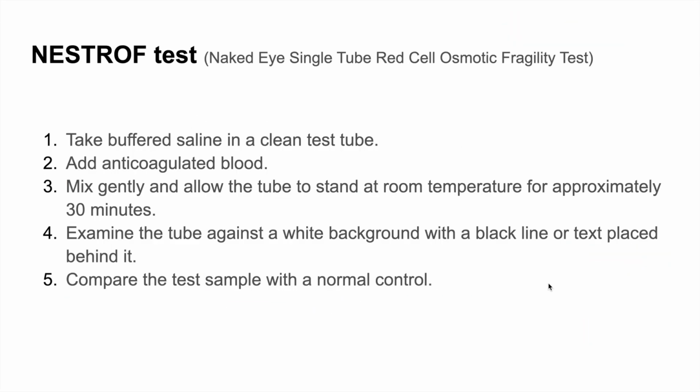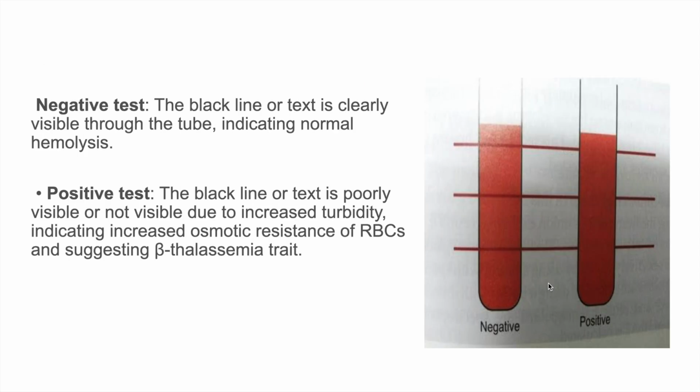Then you have another screening test, the Nestrov test. This is now obsolete. What is the Nestrov test? It stands for naked eye single tube red cell osmotic fragility test. What you do is, in a test tube you take saline, put blood, and keep it for 30 minutes, and then you keep a black line at the back and you can see the lines.